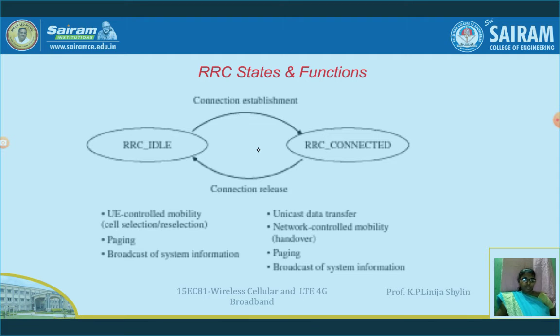In these conditions, RRC as well as the user equipment take care of certain responsibilities. Now if you compare RRC states in UMTS and LTE, there is a little difference in the number of states. In UMTS, RRC has 4 states, but in LTE it has 2 states, nothing but RRC idle and RRC connected. In LTE, the RRC state machine handling is simplified.